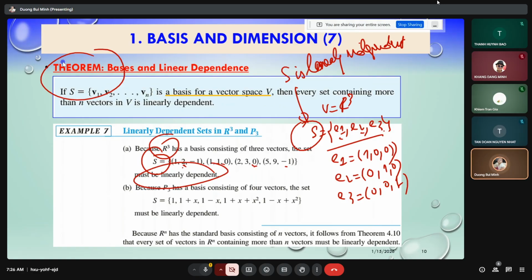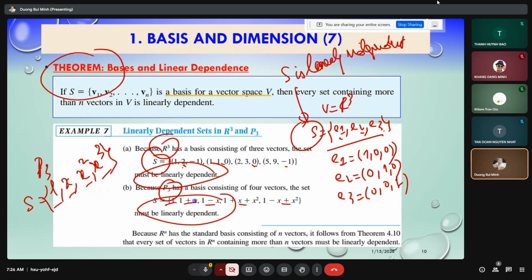Now look at this one. We have P3. So we have the standard basis S, which is 1, x, x squared, and x to the power of 3, right? How many vectors? 1, 2, 3, 4 vectors. And how many vectors does this other set have? 1, 2, 3, 4, 5. So this is linearly dependent.